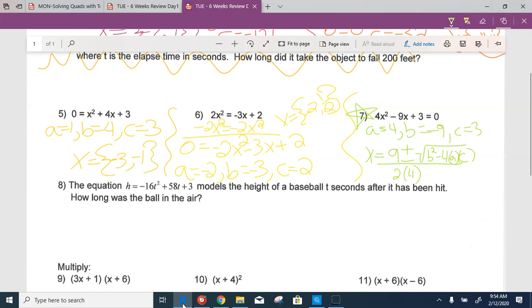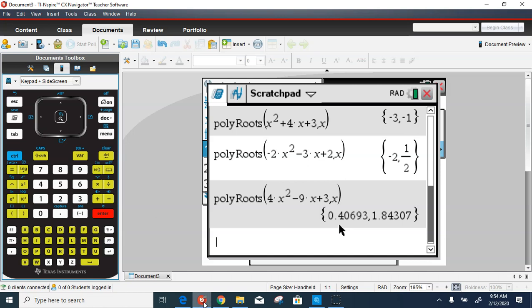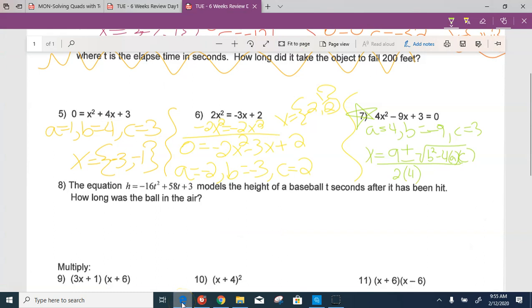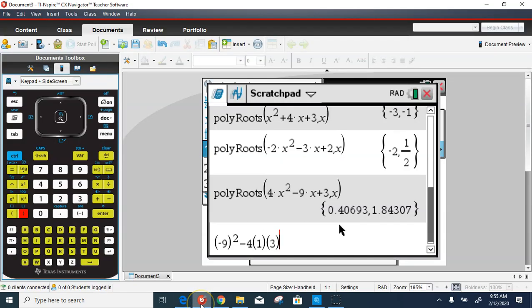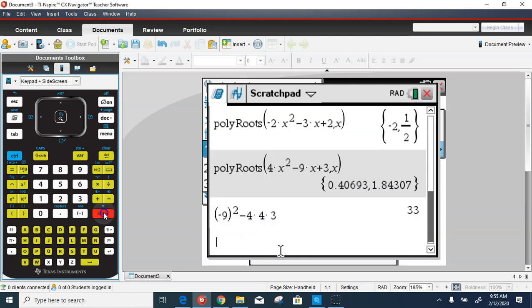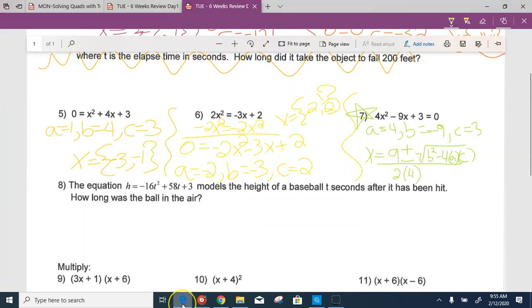B squared minus 4ac. So negative 9 squared is going to be 81 minus 4 times 4 times 3. So I'm going to have negative 9 squared minus 4 times 1 times 3, I believe. Oh no, wait, 4, 4, 3. Thank you for double checking my work, Mr. Morales. You're welcome. All right, 4, 4, 3. There we go. That's way better. And we get a 33.